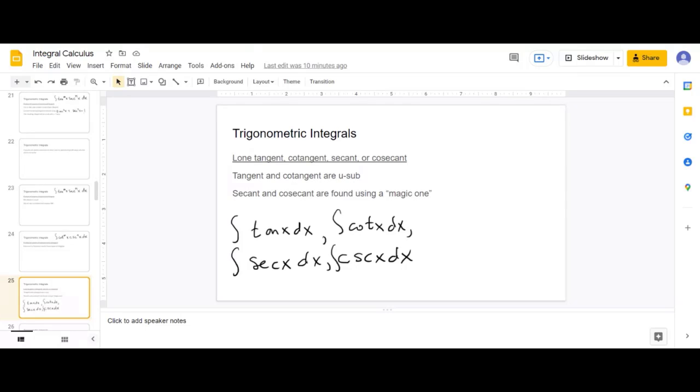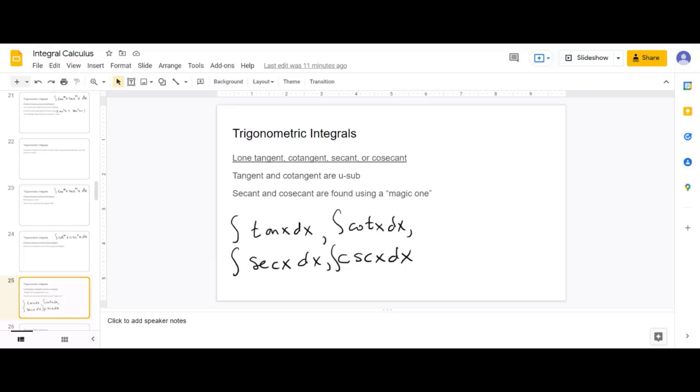Trigonometric integrals. If we have a lone tangent, cotangent, secant, or cosecant: tangent and cotangent are pretty straightforward. You just convert it to sine and cosine first, and then you use u substitution. So in the tangent case, tangent is sine over cosine. Choose u to be cosine, then du would have to be sine dx. And then for cotangent, you just do the reverse.